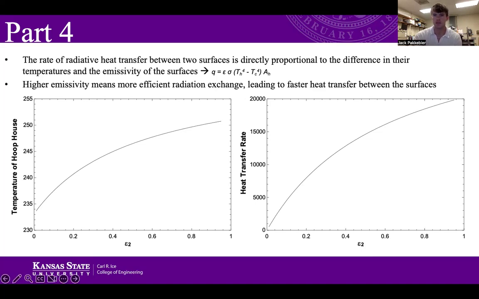So to explain some of this, the radiative heat transfer between two surfaces is directly proportional to the difference in their temperatures and the emissivity of the surfaces, with the Stefan-Boltzmann constant in there as well. So Q equals the emissivity times the Stefan-Boltzmann constant, times the difference of each temperature to the fourth, times an area. So if we have a higher emissivity, that means more efficient radiation exchange, leading to a larger heat transfer between the two surfaces you're looking at. And we can see that as the emissivity increases, so does the heat transfer rate.